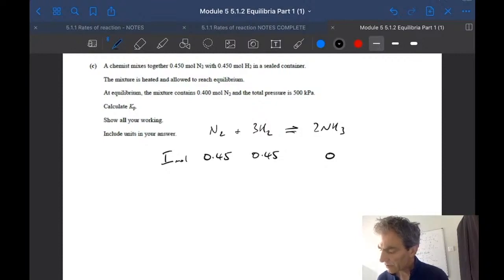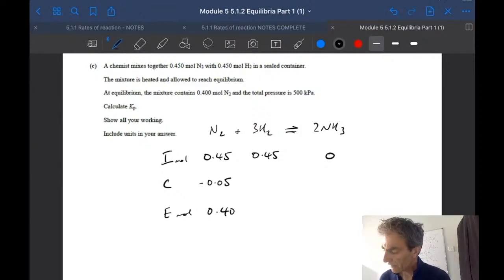At equilibrium, the mixture contains 0.4 moles of nitrogen. So we'll put a C there for change and we'll put an E there for equilibrium. Remember, these are the moles. So 0.4 moles of nitrogen is left. Okay, so what that's telling you is the nitrogen has dropped by 0.05 moles. To go from 0.45 down to 0.40, it's dropped by 0.05 moles.